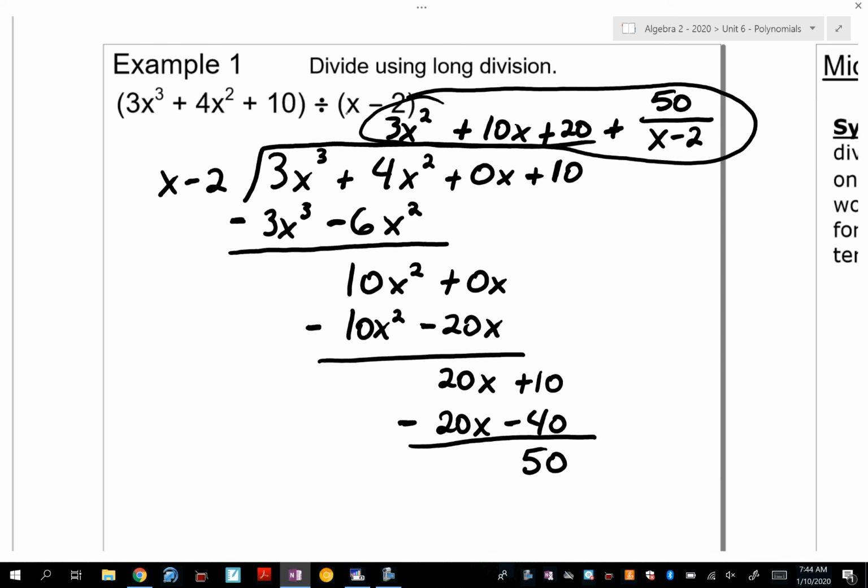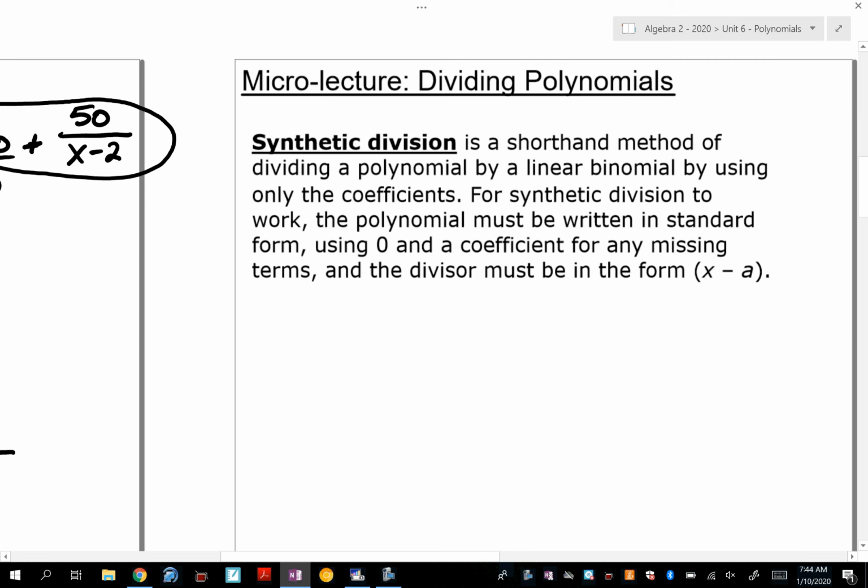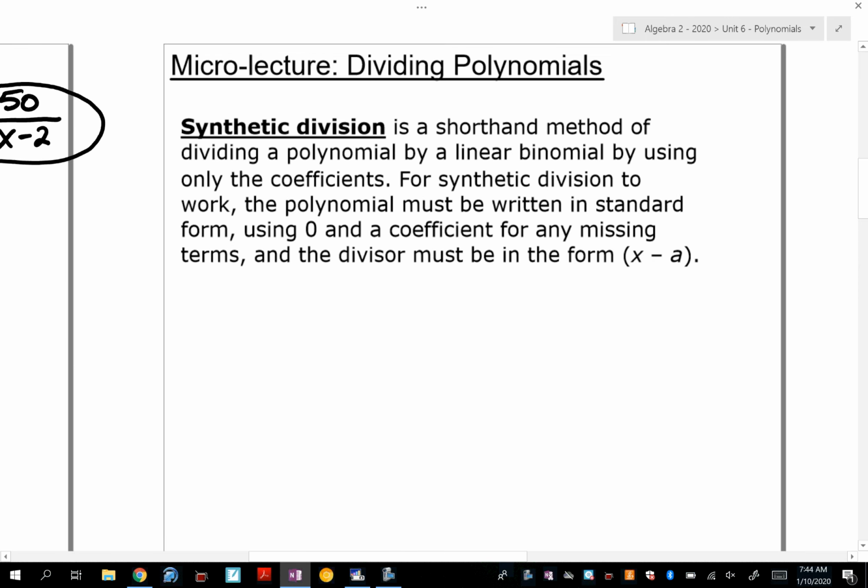Yes. Let's do a faster way. Now, what we just did was called long division. What I'm going to teach you to do is called synthetic division, a shorthand way to do this. Now, there's a couple of rules here.